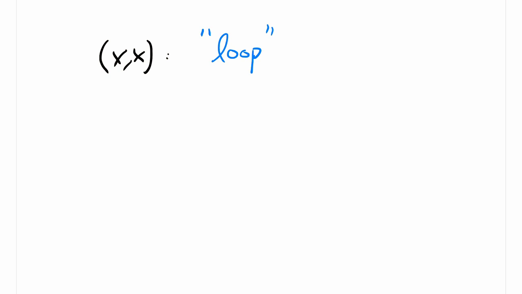A loop in a graph is a pair of the form x, x in the set of edges. So I'll give you an example. We have the following digraph maybe, and it could be that some vertices have a loop which we would draw as a loop, like that.